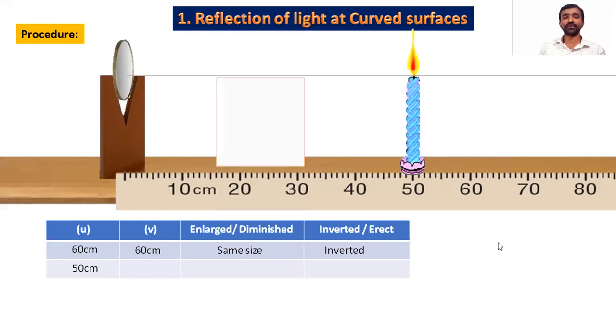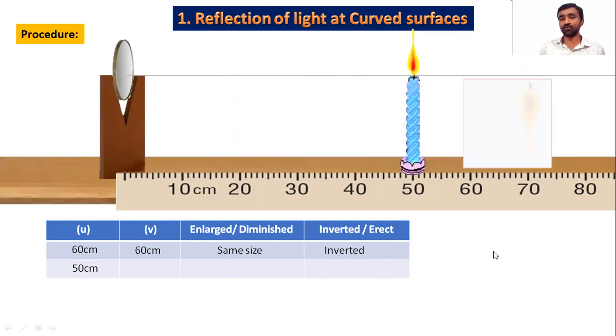So observing. First observe on the mirror, and if not visible, move the screen in front of the mirror, right? So the screen is moved. I got the image on the paper in this case also, right? How is it? Can anybody give me the characteristics? Anyone?